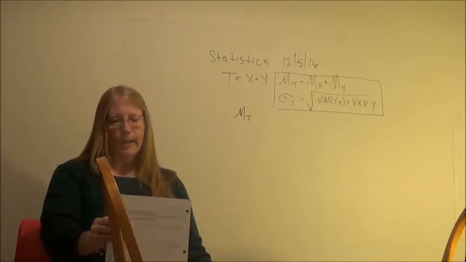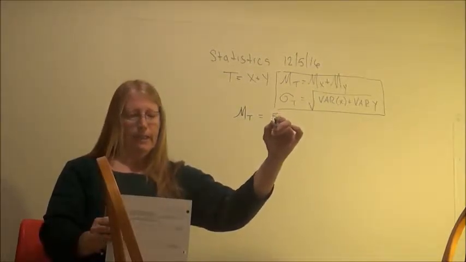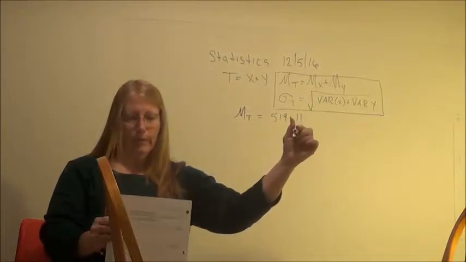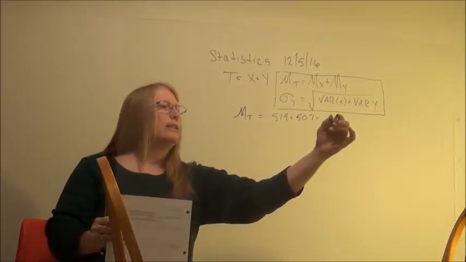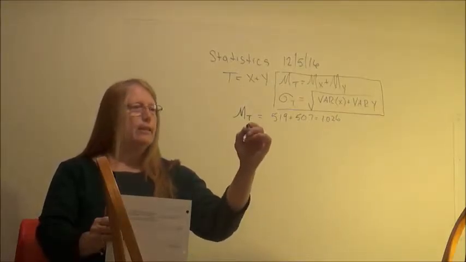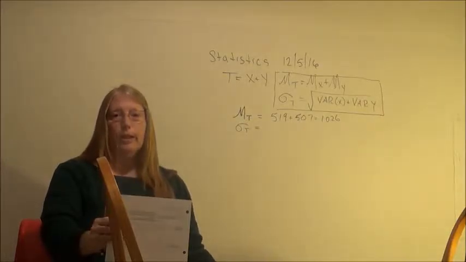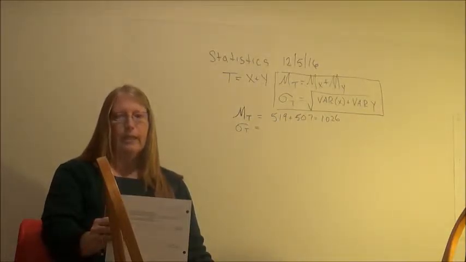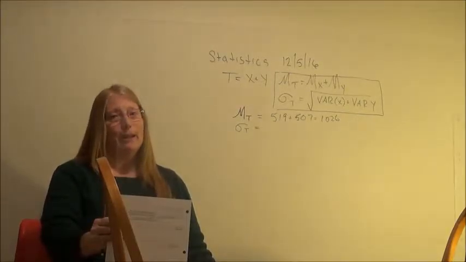So turn this off, and when you're ready, turn it back on and check your work. All right, so when we found the total, we ended up just adding the 519 and the 507. So what's that give us? Looks like 1026. All right, so then the standard deviation, we can't just add them. We would have to take the 115 and square it, and add that to the square of 111. And we would have to take the square root of those if they were independent.